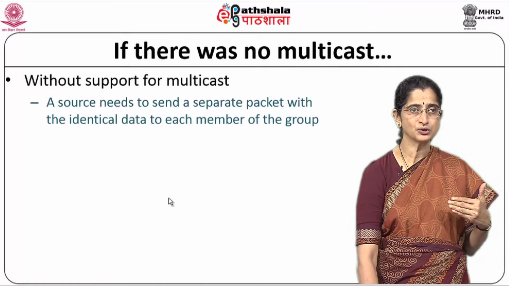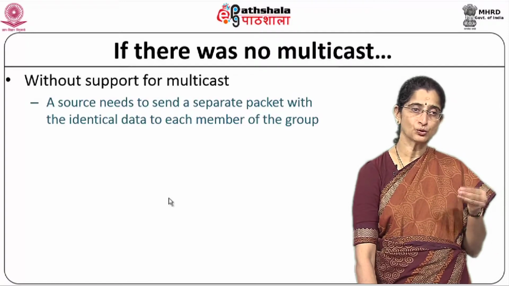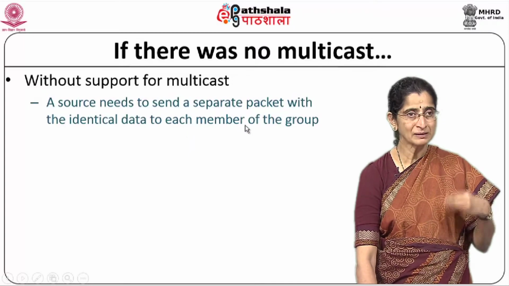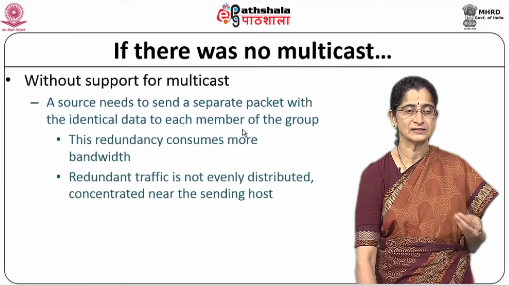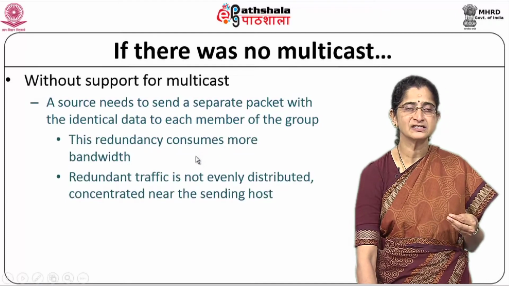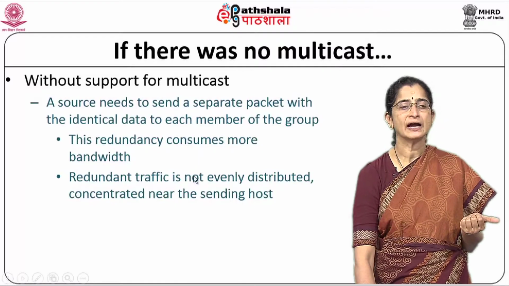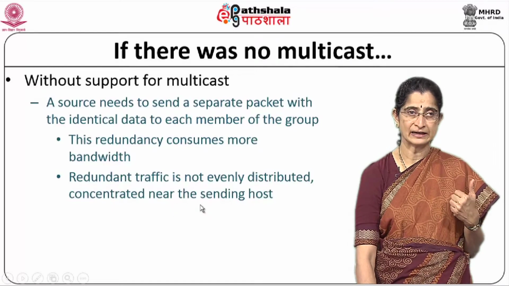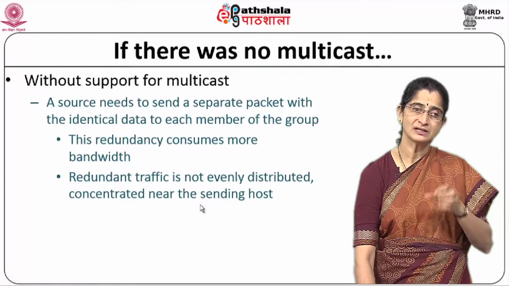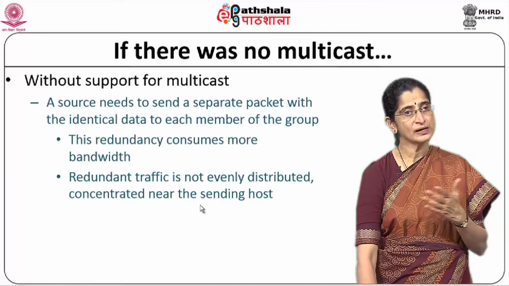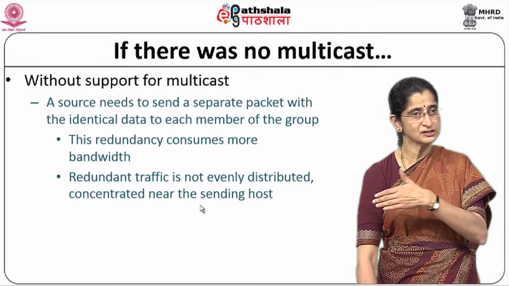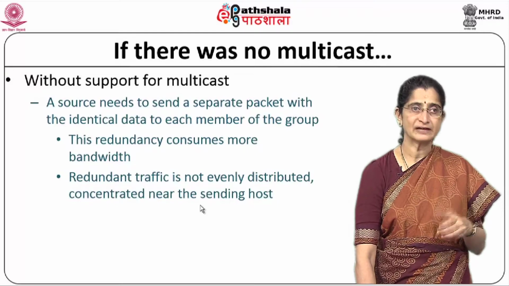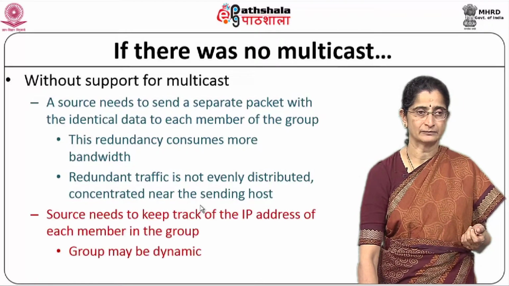In a situation where one source needs to send data to a group of people, that source will need to send a separate packet with identical data to each member of the group. So, it would mean multiple unicast packets that will need to be sent. Obviously, this will lead to redundancy in terms of consuming more bandwidth, and this redundant traffic will also not be evenly distributed. You will find that it is concentrated near the sending host, because from the sending host many packets have to be transmitted and from there they may go to different destinations. As they go to different destinations at different locations, it may not cause too much traffic, but near the sending host you will find that the traffic becomes very heavy. So, this is definitely not an easy thing to handle, it becomes a bottleneck.